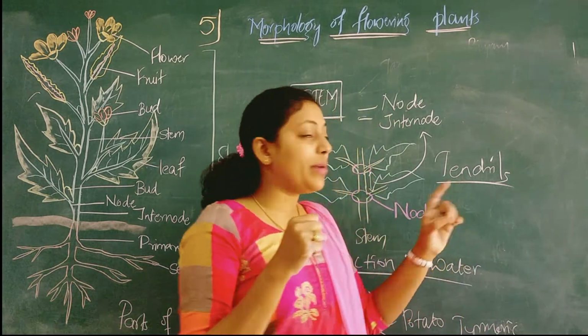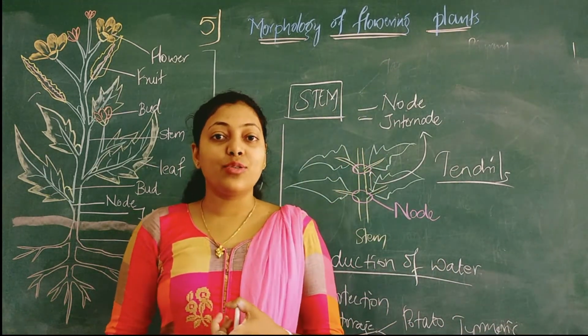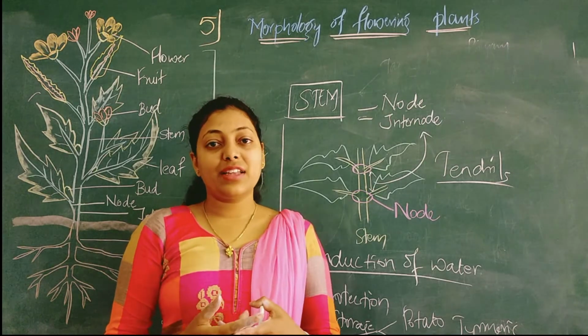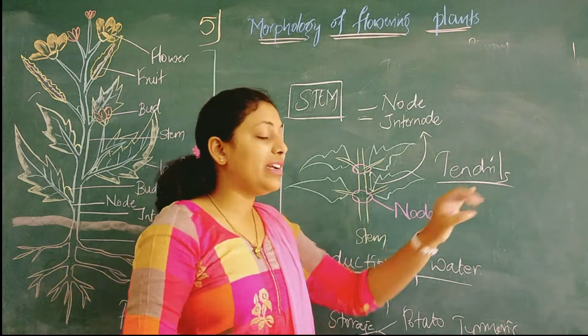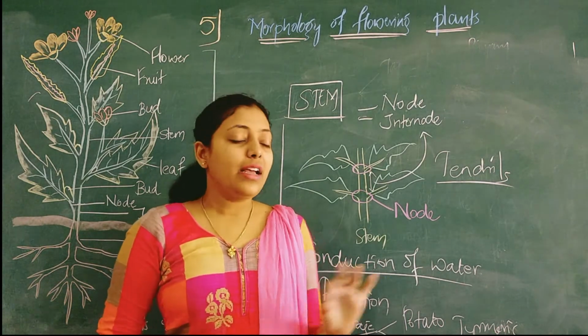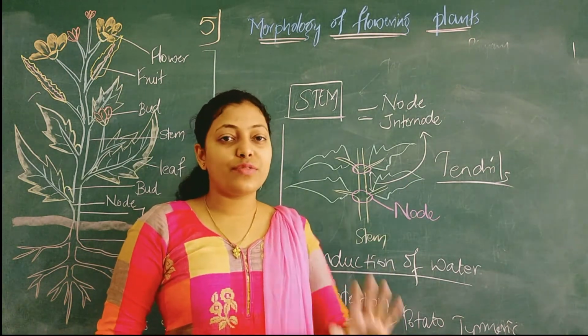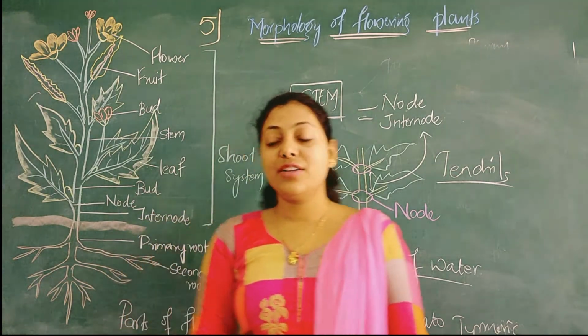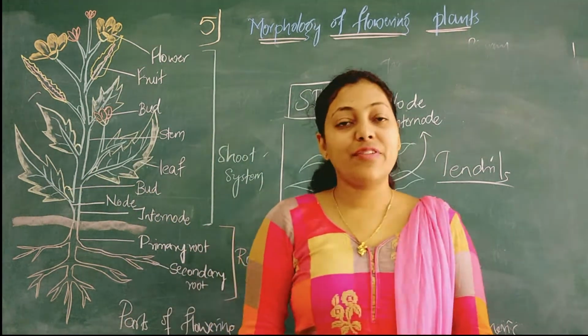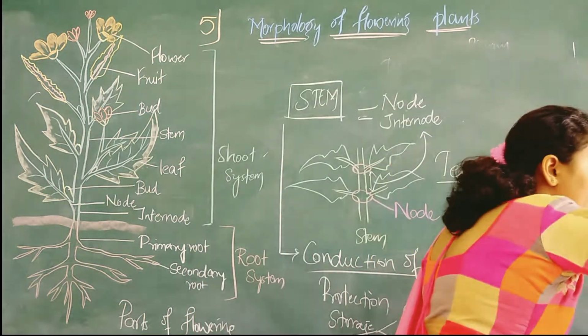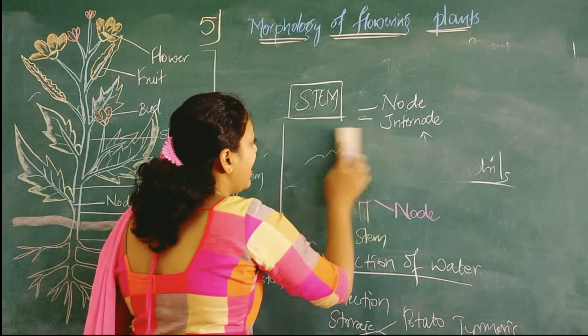You may have seen tendrils basically in a cucumber plant or a watermelon plant. They form like a spring, and those are called tendrils. So these are the basic functions of the stem. Now we can move ahead to the next part, which is called the leaf. We will now study the leaf, and after that we will go for the flower.